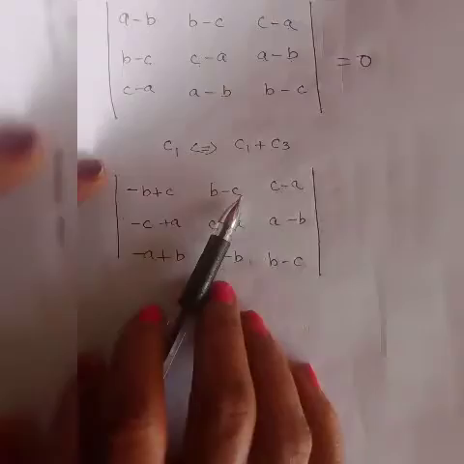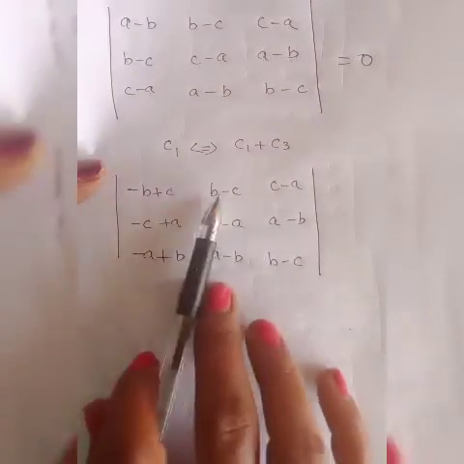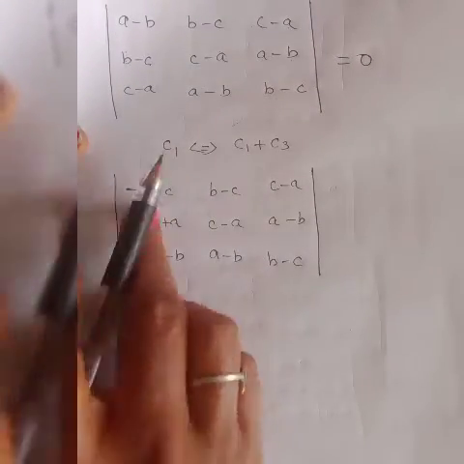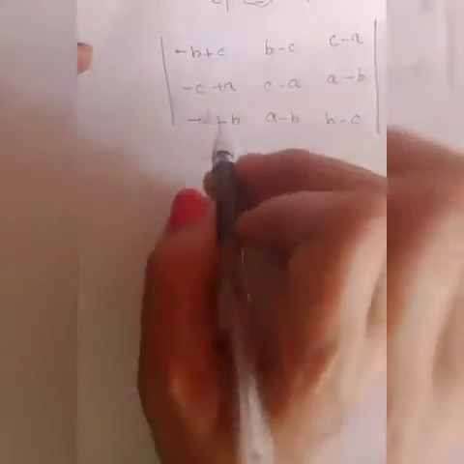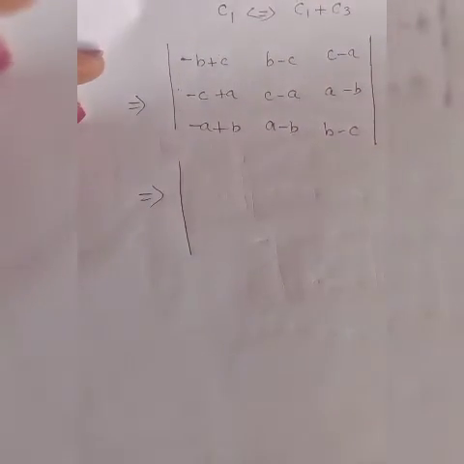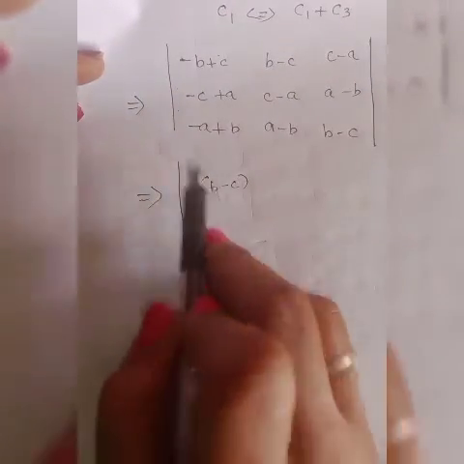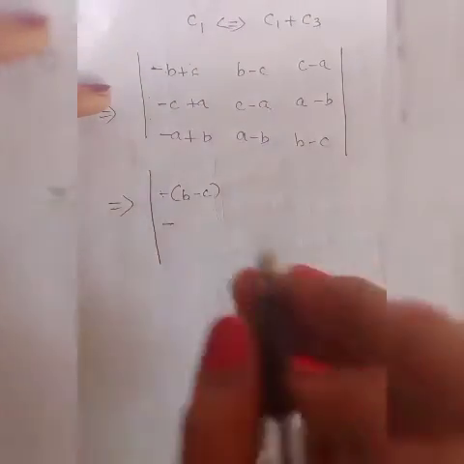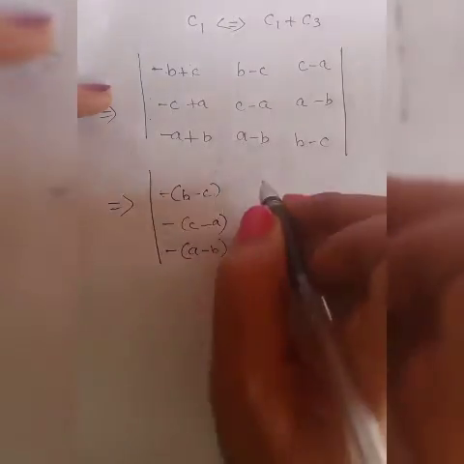Now look at these two columns. We have minus b plus c here, plus b minus c. So the difference is the negative. So what I can do is take minus outside from the entire column C1. So I can rewrite this as minus of b minus c. You can check: minus into b is minus b, minus into minus c is plus c. Similarly, I can write this as minus of c minus a. Similarly here, minus of a minus b.